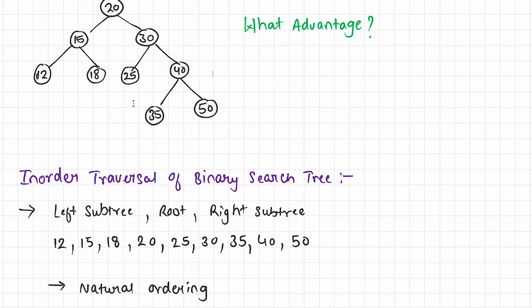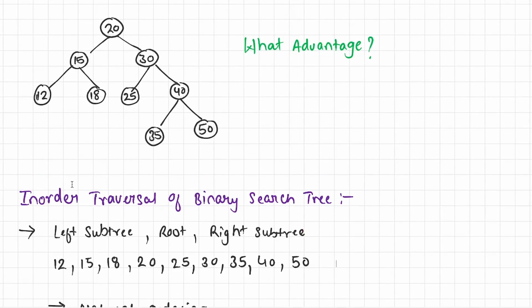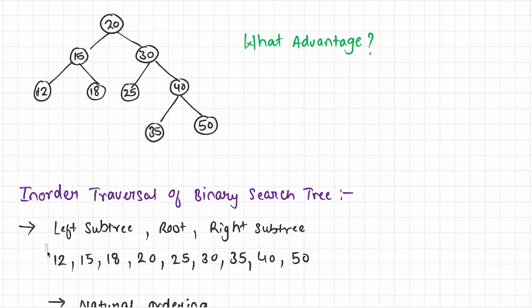And this 40 has again a left and right subtree. So let's go to the left subtree, 35 gets printed on the screen. Then print the root value. So the root value is 40. And then print the value of the right subtree. And the right subtree has only one node. So that's why 50 gets printed on the screen. So this is how, when we perform the in-order traversal of any binary search tree, all the elements are taken out in ascending order.